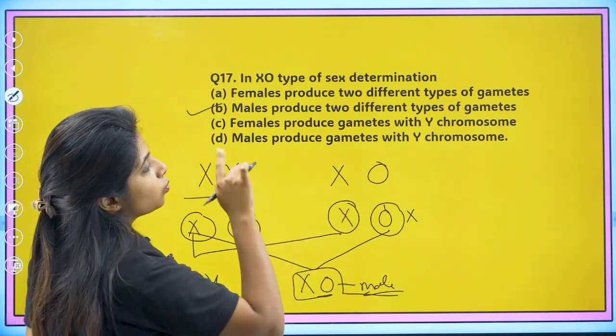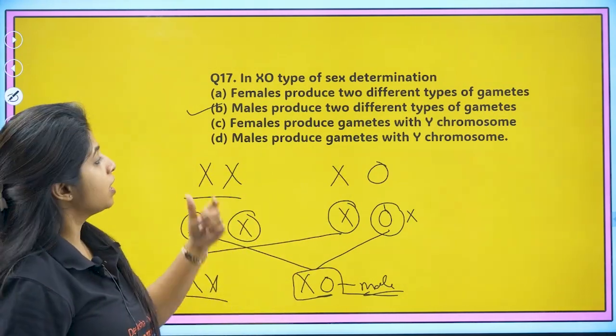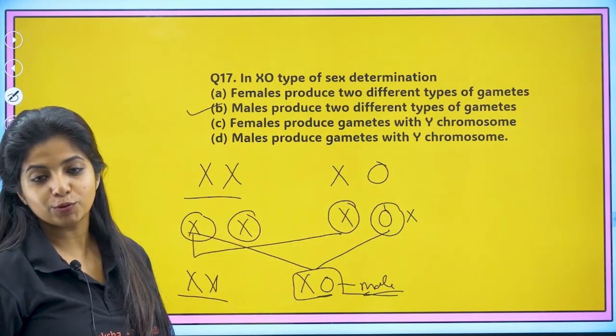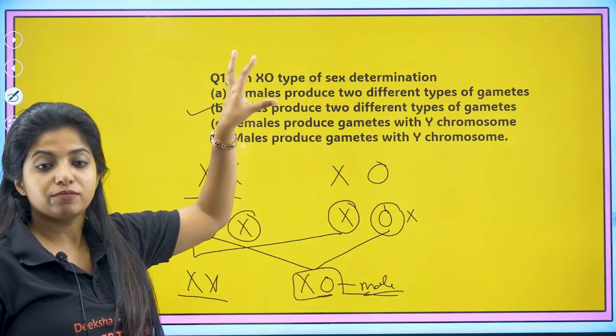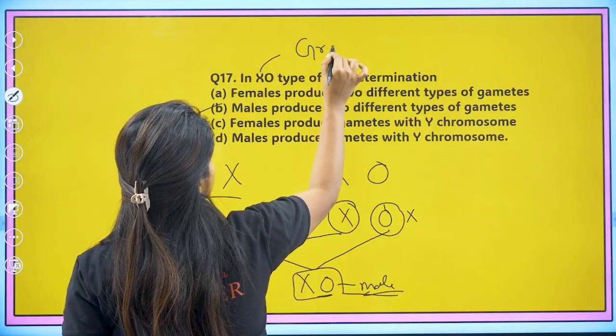Females produce gametes with Y chromosome? No, there is no Y chromosome. Males produce gametes with Y chromosome? No, there is no Y chromosome up over here. So XO type of sex determination is found in grasshoppers.